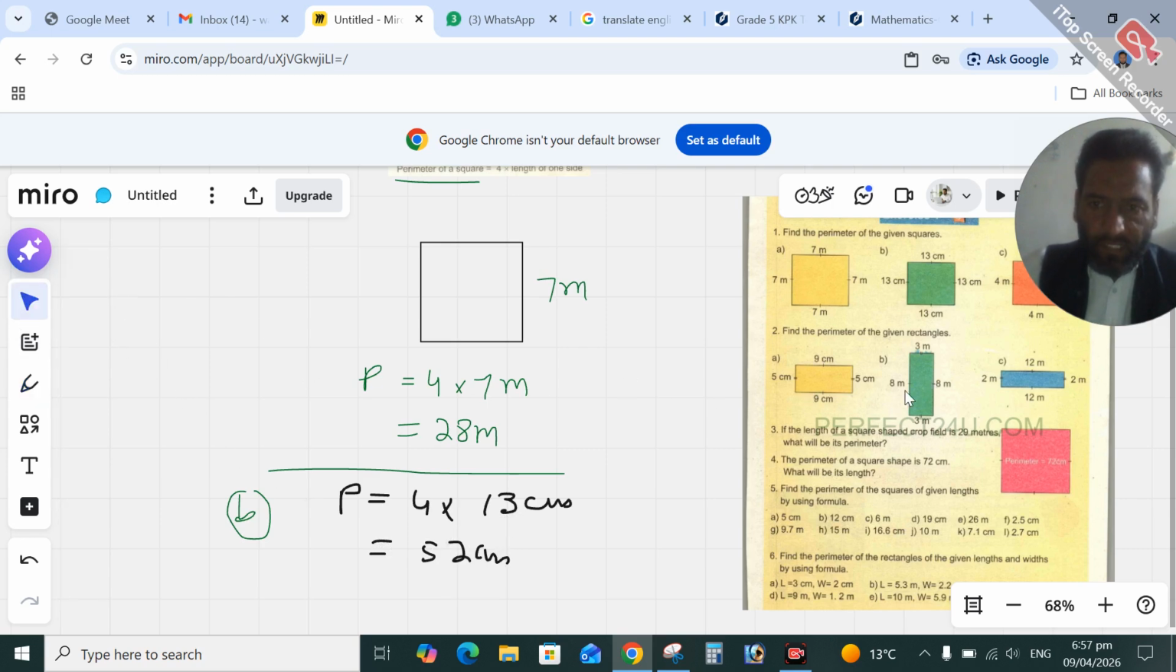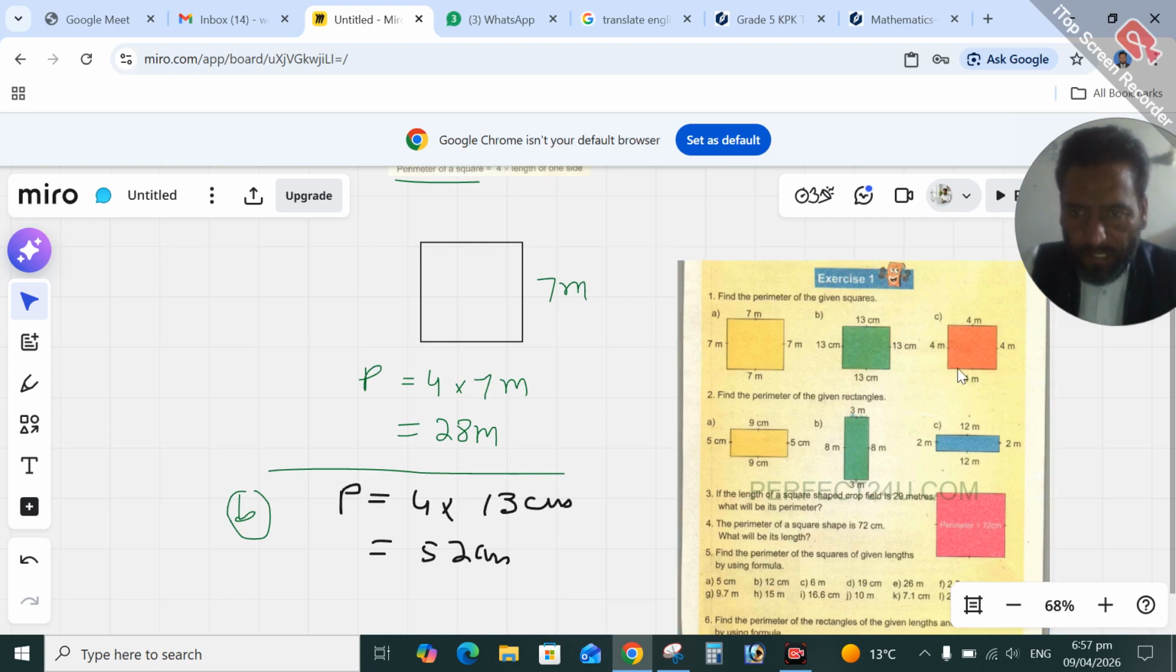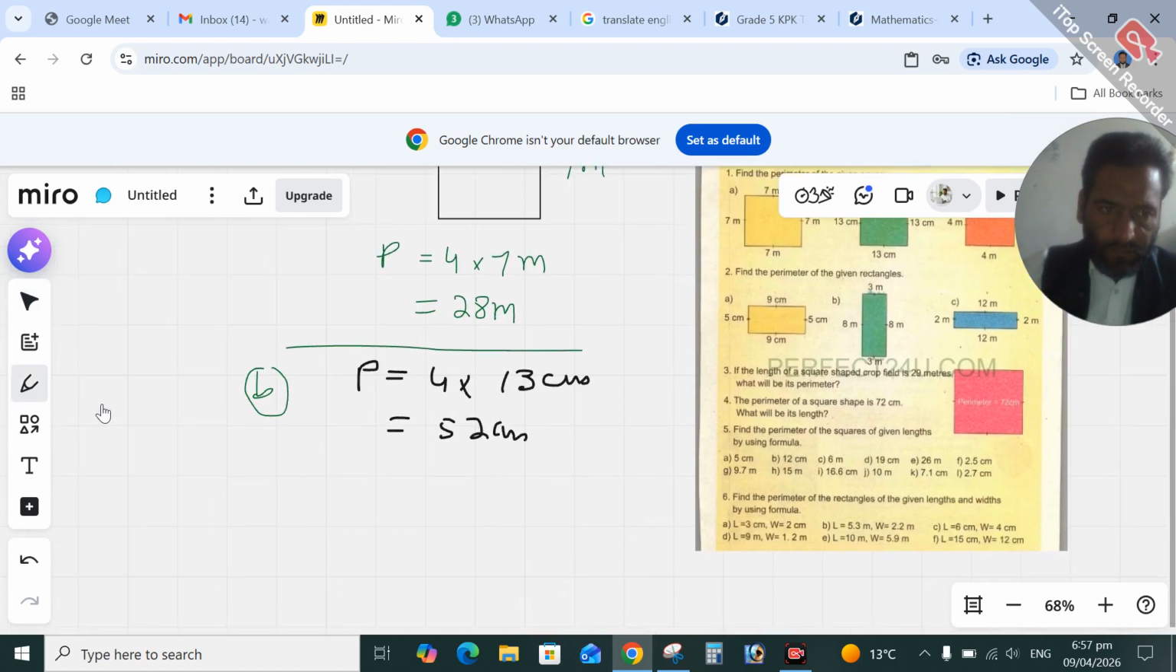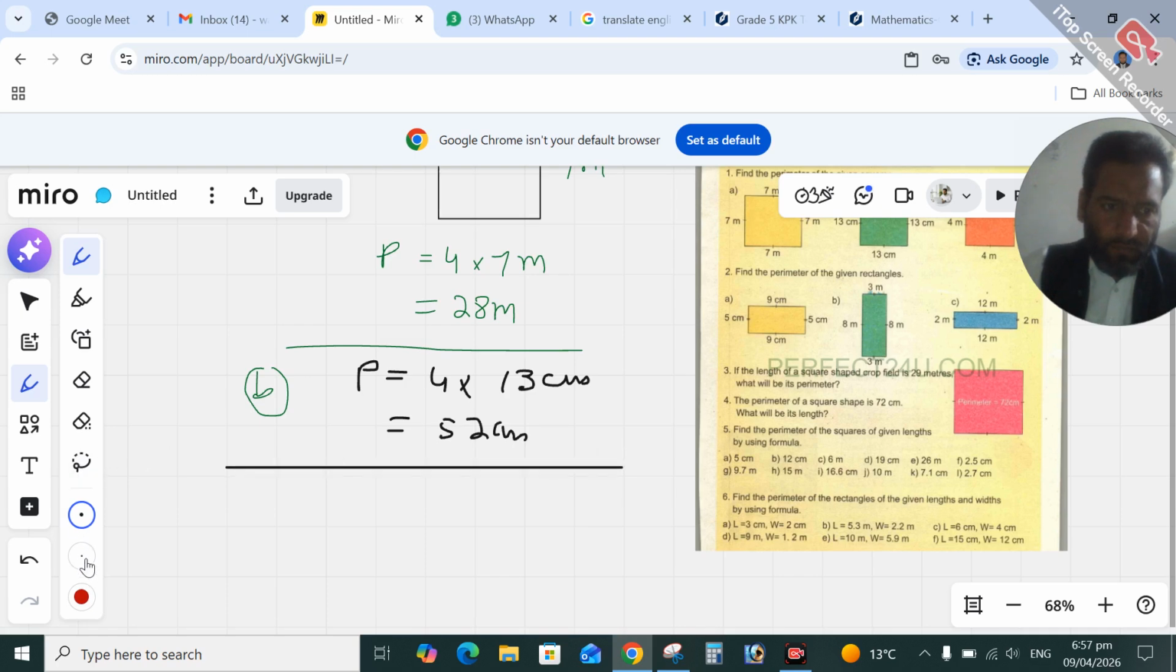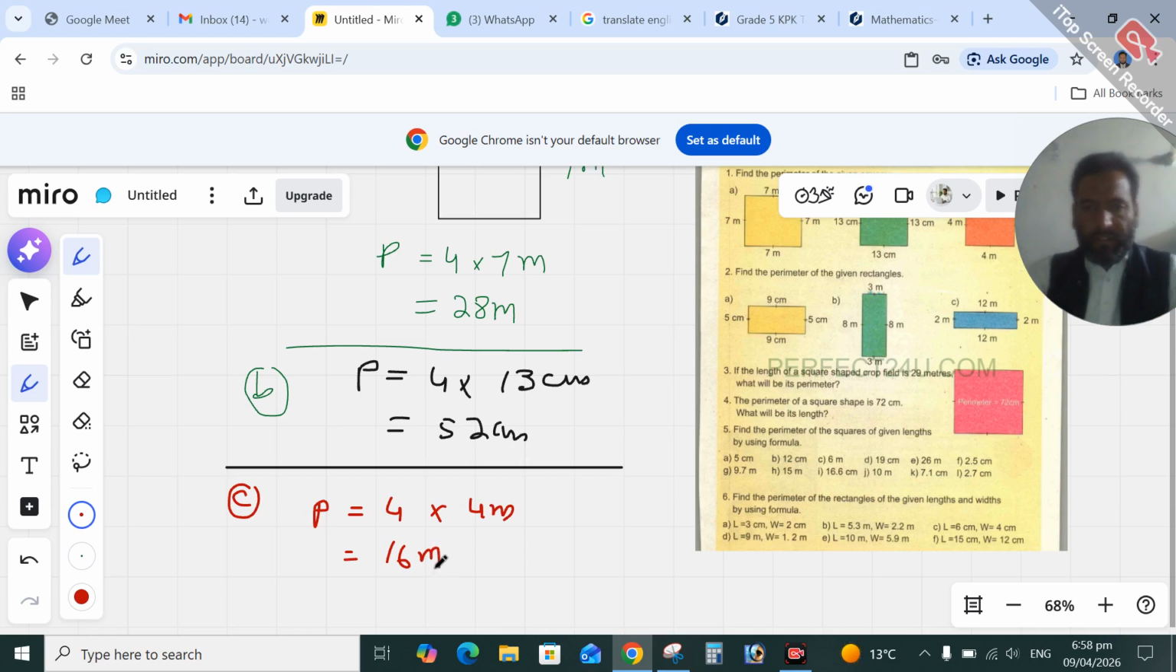Now question number C, one side of the square is 4 meter, so what would be the perimeter of the square? Part number C, perimeter is denoted by P, and it is 4 times the length of one side, that is 4 meter, so the required perimeter is 4 times 4 equal to 16 meter is the required perimeter, right? So this is question number 1.